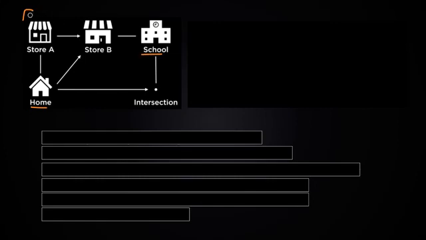Solving this problem by hand is pretty easy. Pretty much right away, you can see that there are 3 potential paths from home to school. One of them is this one, just go to store A, store B, and then school. Another one is this one, store B, and then school. And another one, the other one, is from home to intersection to school.